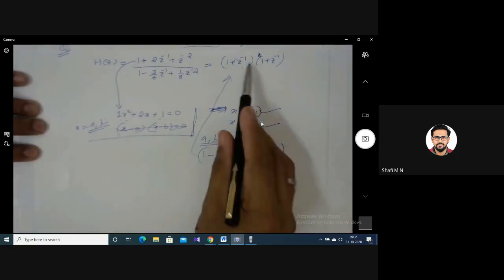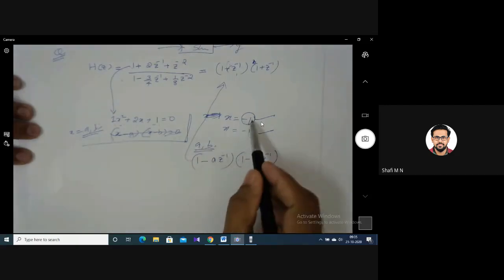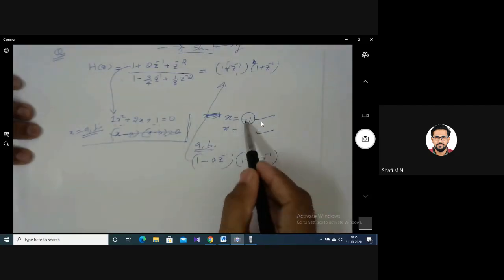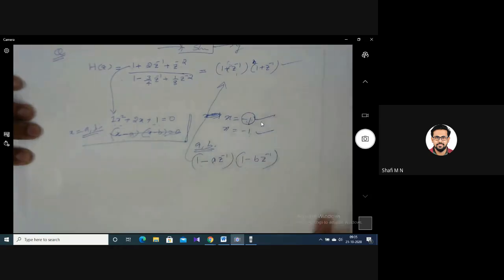So in this particular case, now let me focus on the numerator. What were the numerator solutions? Minus 1 and minus 1. So when you substitute a equal to minus 1, what will happen? This will become minus, this will become plus. So 1 plus z raised to minus 1 into 1 plus z raised to minus 1. That's how I got this.